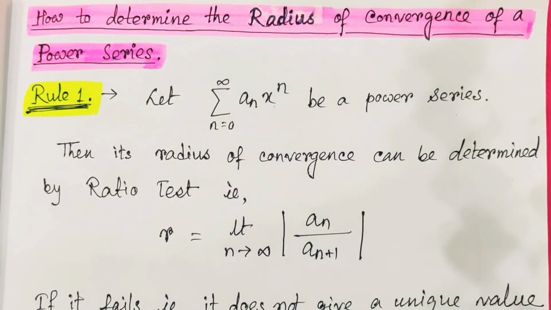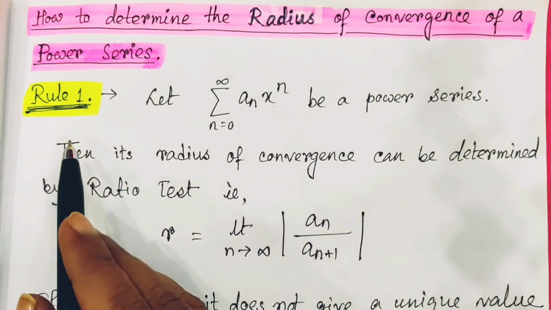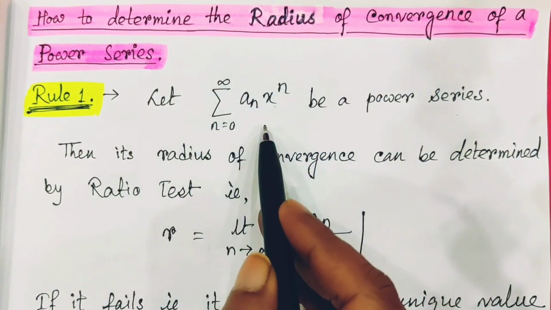Now, to find this radius of convergence, we have two basic rules for power series. Both the rules are known to us. First rule, by using D'Alembert's ratio test, and second rule, using Cauchy's root test. I hope both the names are known to you. So let us discuss the first rule, how to find the radius of convergence for a power series. For that, rule 1. At first, this one is your given power series.